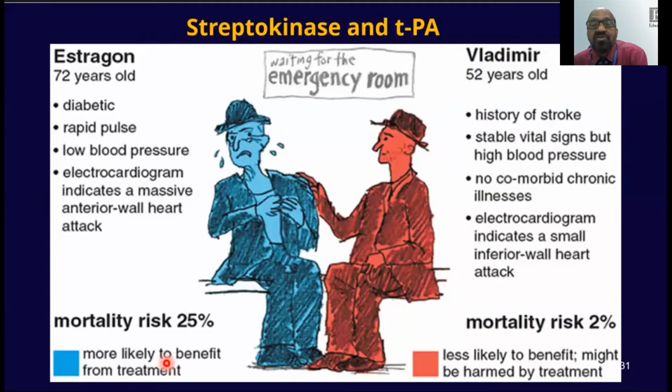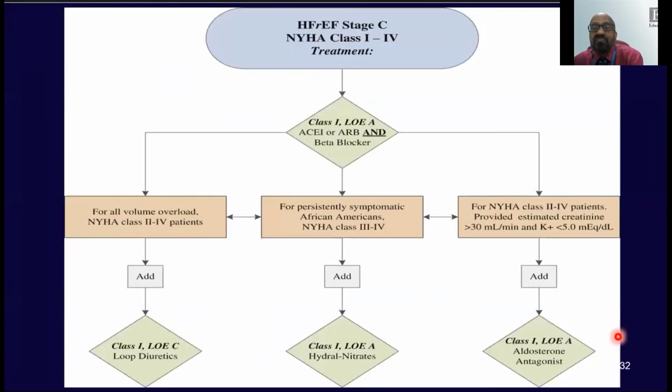And coming to the actual personalized case, this trial compared streptokinase and TPA in two groups of individuals. For example, if you have an individual who is 72 years old as compared to 52 years, the mortality risk in this individual is much less as compared to this when you're using the TPA in a patient who has suffered acute ST segment elevation myocardial infarction.